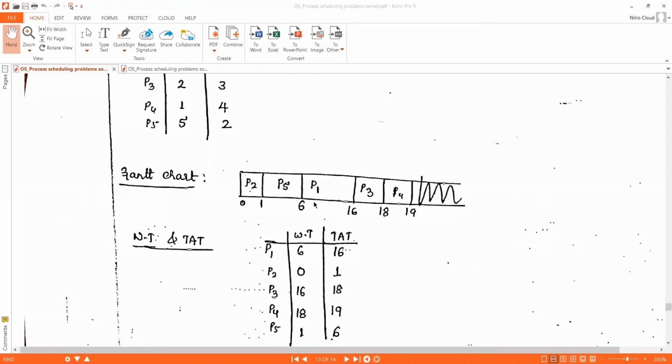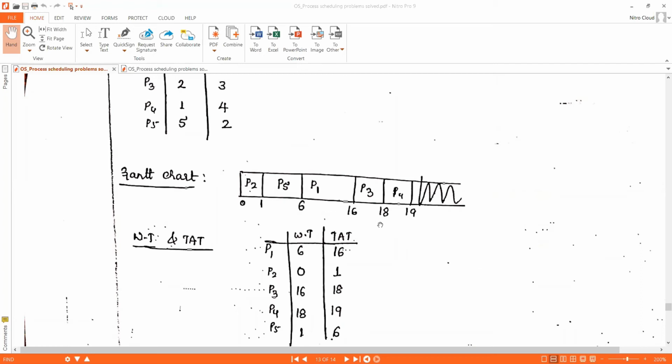Okay, process 1's allotted time is 6 milliseconds minus its arrival time. Arrival time we have assumed to be 0. So 6 minus 0, 6 is the waiting time for process 1. Okay, next process 2's allotted time is 0 milliseconds. Its arrival time is 0. 0 minus 0, it is 0 milliseconds. Next, process 3's allotted time is 16 milliseconds. Its arrival time is 0. 16 minus 0, 16 is the waiting time for process 3.